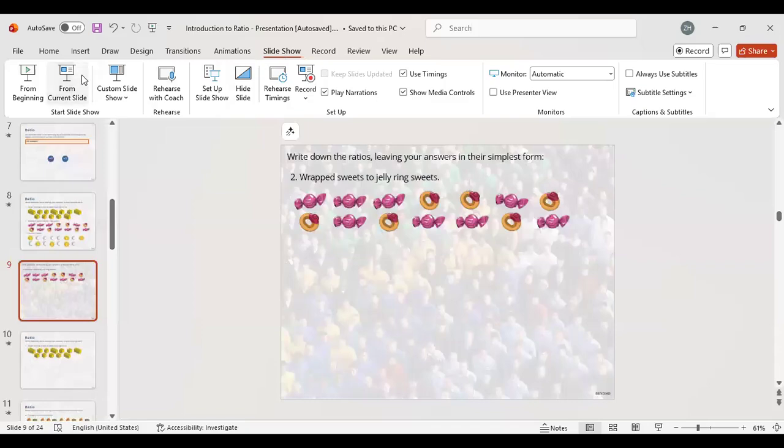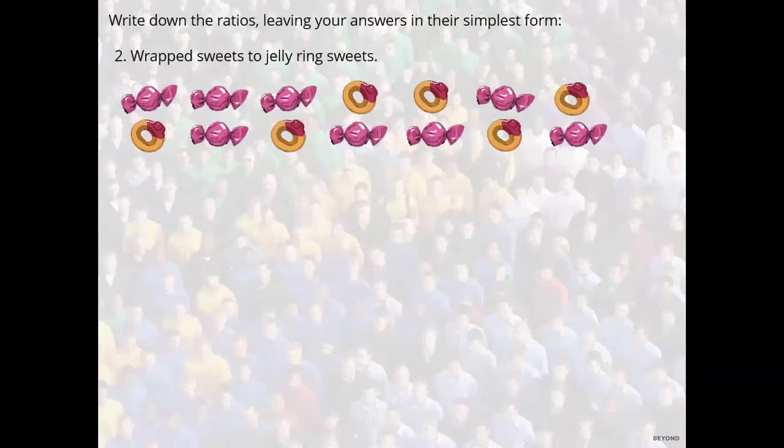Okay, good. So we want to write the ratio of wrap sweets to jelly ring sweets in simplest form. So how are we going to do that? Wrap sweets to jelly ring sweets. What do y'all think it is? Let's do that. Don't simplify it yet. Just give me the big broad one. 6 to 8. Okay, he's saying 6 to 8.